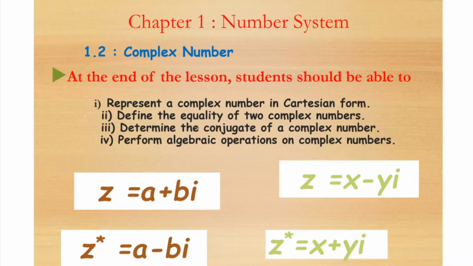Chapter 1 Number System. There are two types of number, real number and complex number. In Lesson 1.2, we learn complex number. There are 4 learning outcomes of complex numbers as given below.